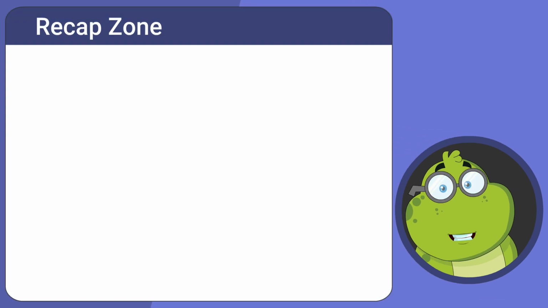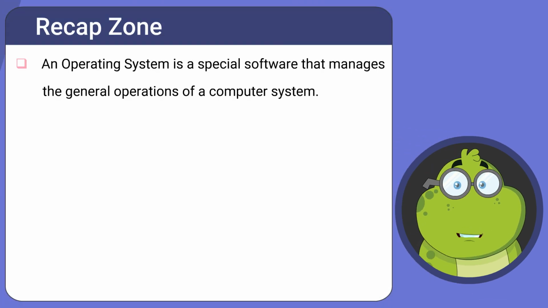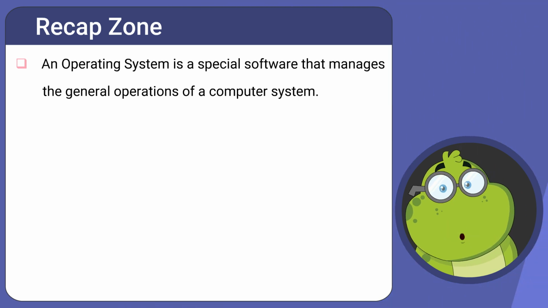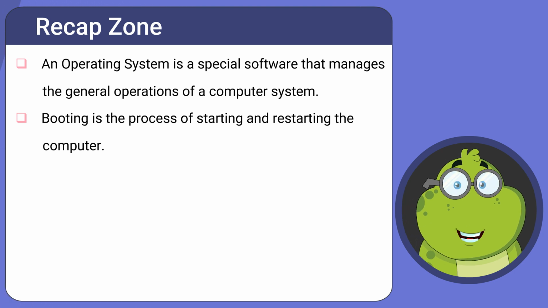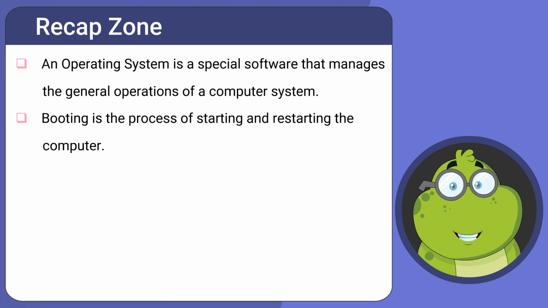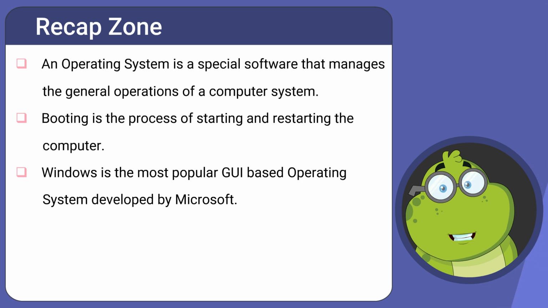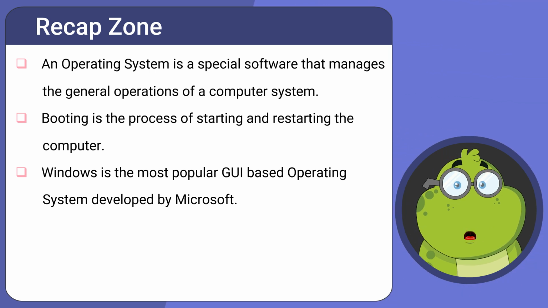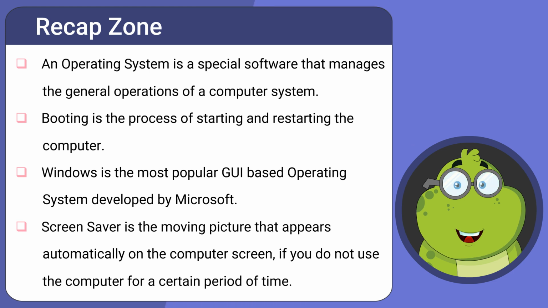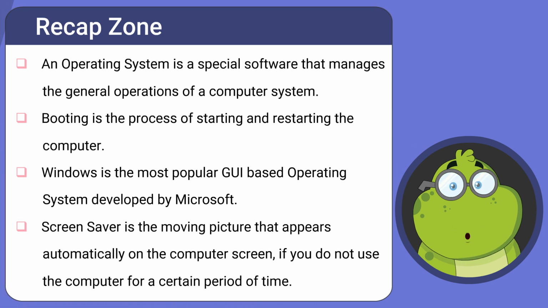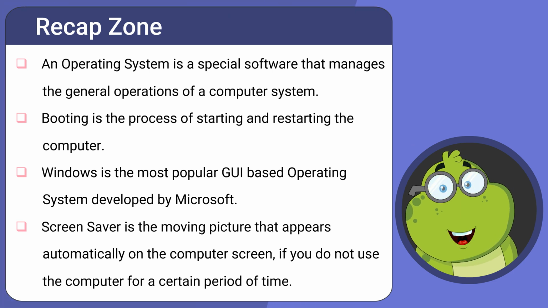Recap Zone. An operating system is a special software that manages the general operations of a computer system. Booting is the process of starting and restarting the computer. Windows is the most popular GUI-based operating system developed by Microsoft. Screensaver is the moving picture that appears automatically on the computer screen if you do not use the computer for a certain period of time.